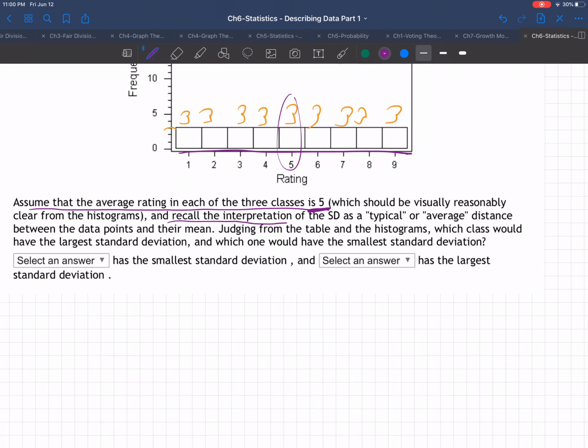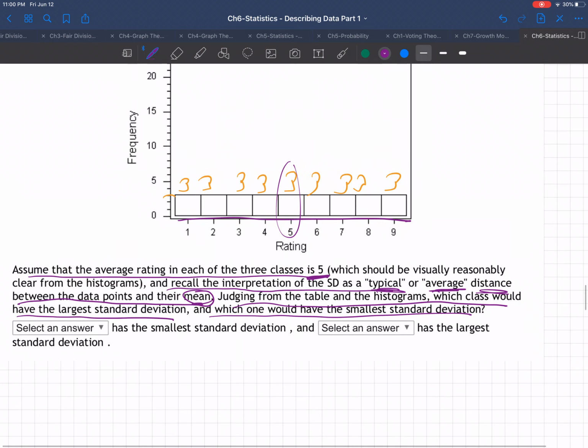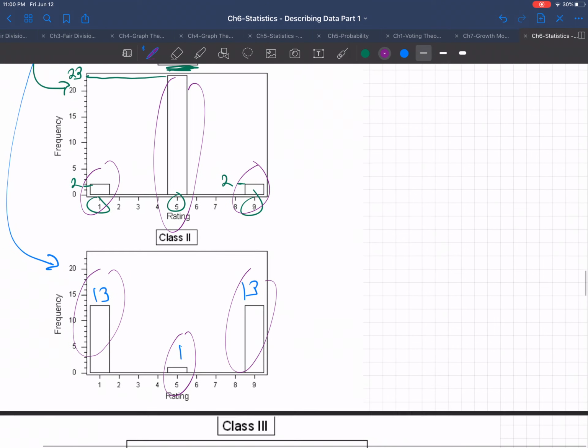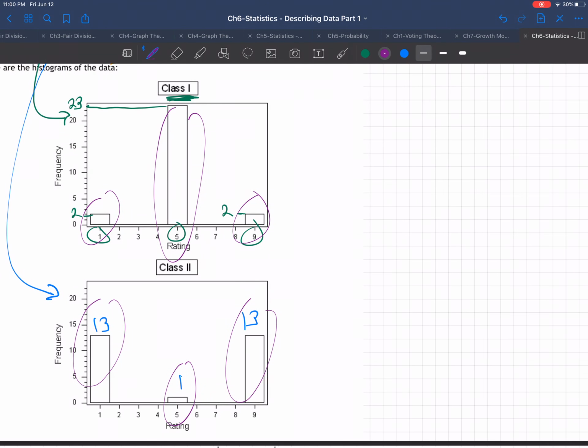And recall the interpretation of the standard deviation is typical or average distance between the data points and their mean, their middle. Judging from the table and the histograms, which class would have the largest standard deviation and which one would have the smallest? Okay, so that's what it's all about. It's all about remembering what standard deviation is. It's all about the feel. We're not going to calculate anything. This is just testing if you feel it. And that's really more valuable than the calculation.